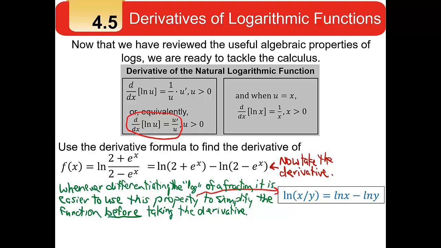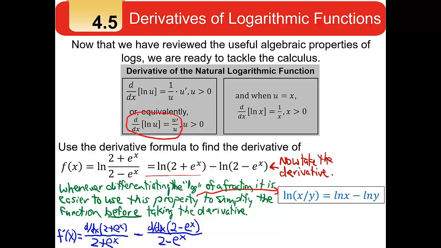So I've got a log minus a log, so I attack each one separately. If I want to take the derivative of the log of 2 plus e to the x, I get the derivative of 2 plus e to the x over 2 plus e to the x. And then when I'm doing the derivative of the natural log of 2 minus e to the x, I get the derivative of 2 minus e to the x over 2 minus e to the x. Now you might not even want to write this step. I'm just doing it for emphasis. You might go directly and just go ahead and put in what the derivatives are.